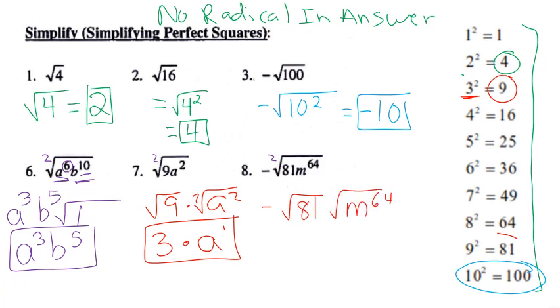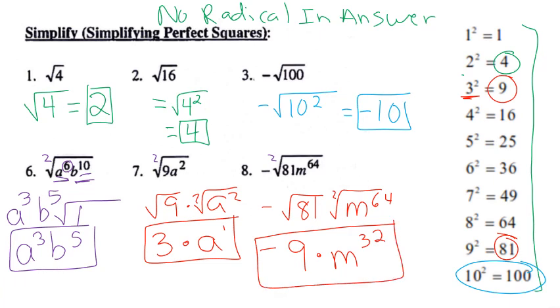So we have the square root of 81. The square root of 81, 81 is a perfect square. So we have 9, and then m to the 64. It's like dividing that 64 divided by 2, and we get 32. So you can either write your answer as negative 9m to the 32, or you could put the multiplication, but usually we like to write it together.